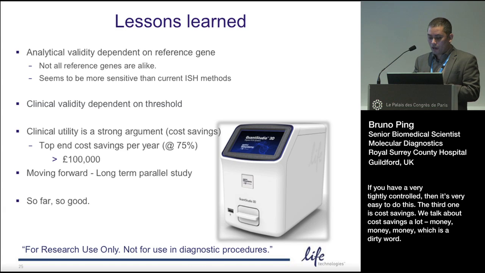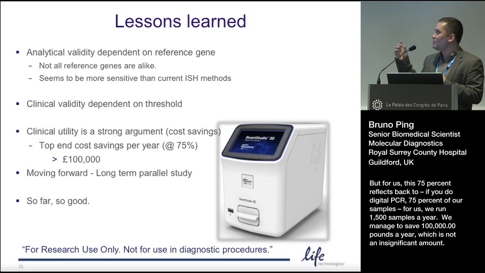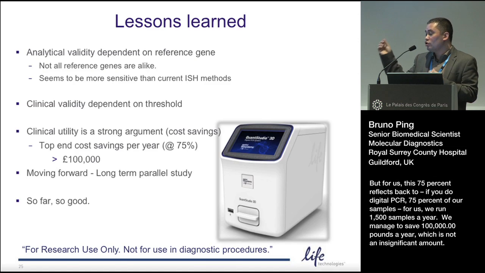The third one is cost savings. We talk about cost savings a lot, money, which is the dirty word. But for us, this 75%, if you reflect back to, if you do digital PCR, 75% of our samples, for us, we run 1,500 samples a year. We manage to save £100,000 a year. Which is not an insignificant amount.